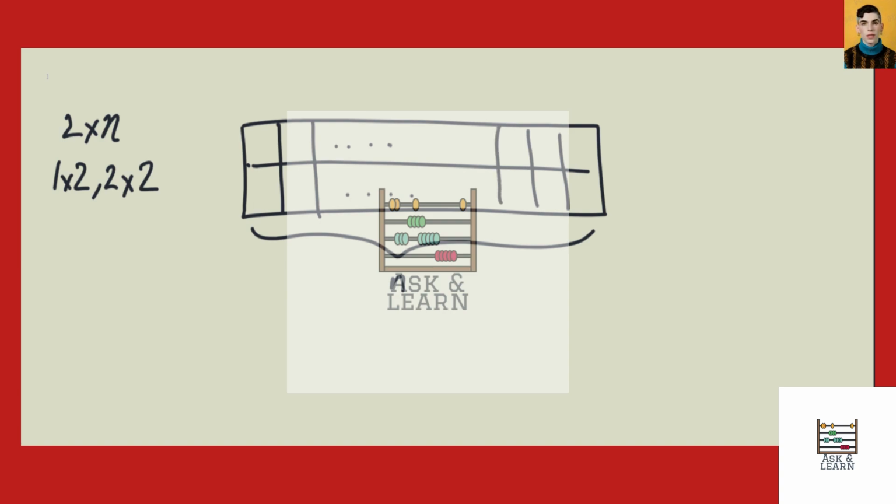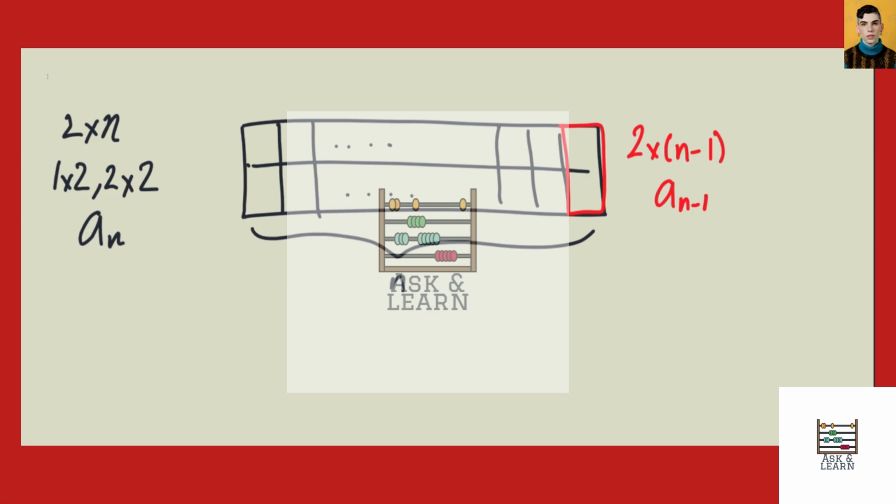The first thing we could do is place a 1 by 2 piece vertically in the far right. And then we have a 2 by n minus 1 checkerboard remaining. And so if we assume that the number of ways this entire checkerboard could be tiled is a_n, then once we place this one piece here, we now have a_(n-1) ways we can do it because we placed one piece.